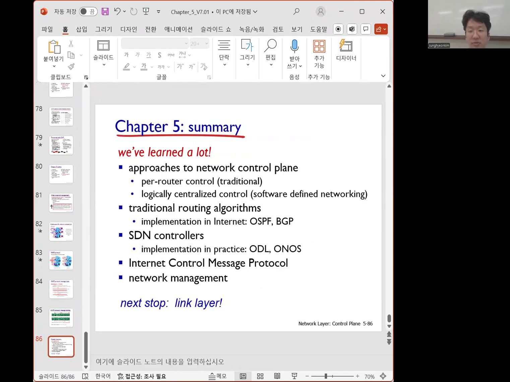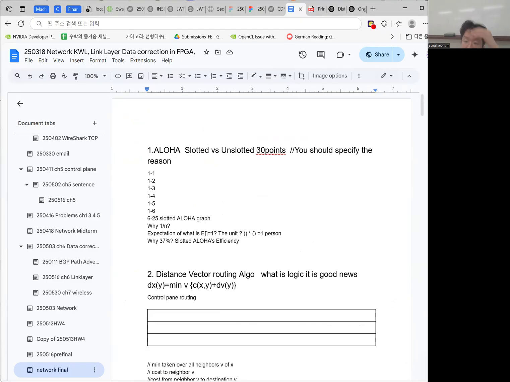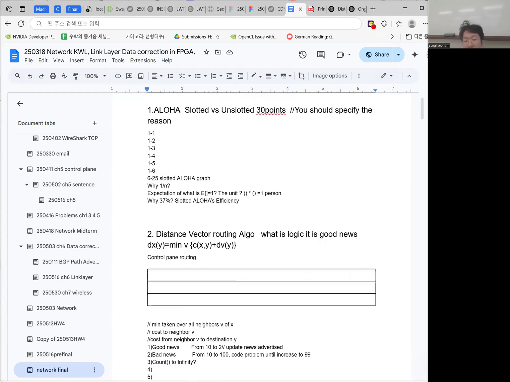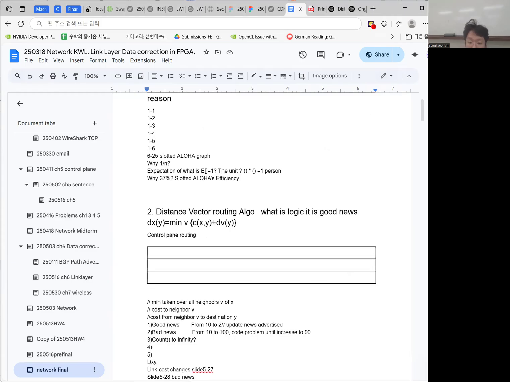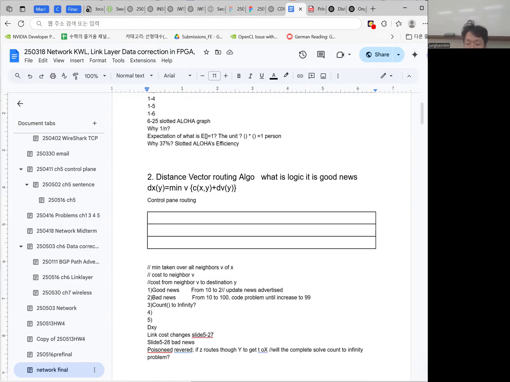Lastly, I will do a quick review of what we did today. We have ALOHA, which is a random access protocol, one of the MAC protocols. It has an efficiency of 37%, and the transmission probability is 1 over N. There is a reason, because the expectation becomes 37%. You should think about units when calculating it.